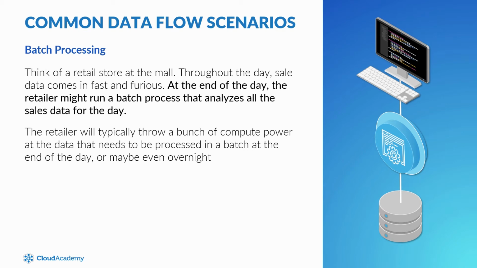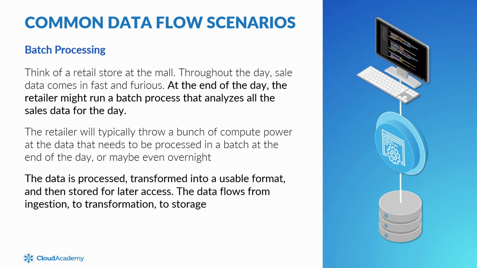The retailer will typically throw a bunch of compute power at the data that needs to be processed in a single batch at the end of the day, or maybe even overnight. The data is processed, transformed into a usable format, and then stored for later access. The data flows from ingestion to transformation to storage. It's a pretty typical case of batch processing.